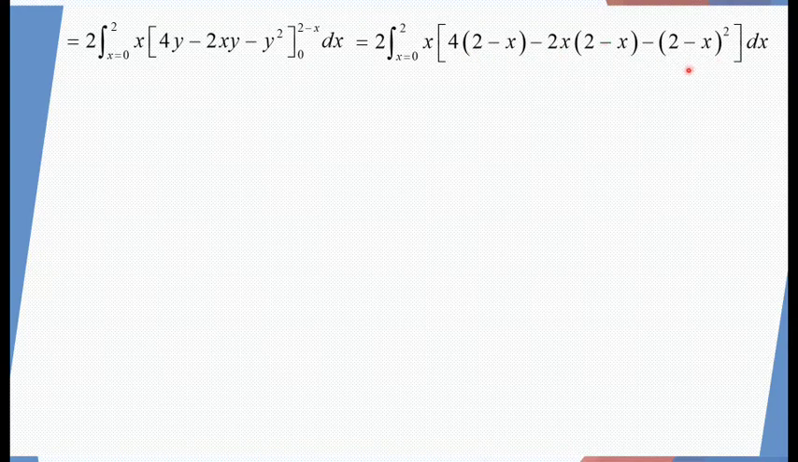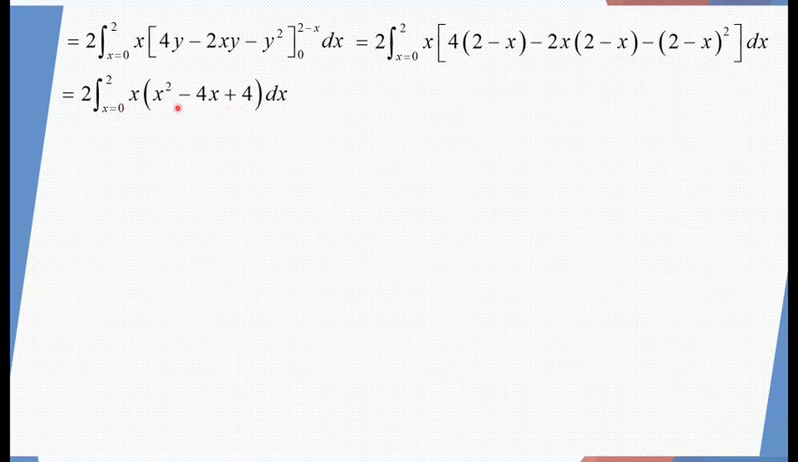Either take 2 minus x as common, or multiply this 4 inside the bracket, 2x inside this bracket, and open the whole square of this particular function. And when we apply either the first method or the second method, this will convert into x square minus 4x plus 4. So now we have to integrate this function with respect to x.